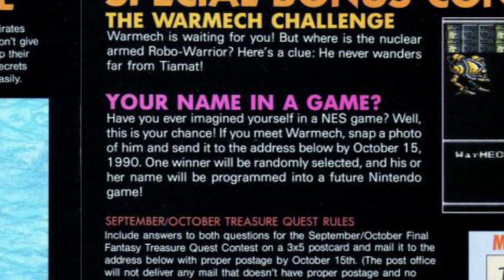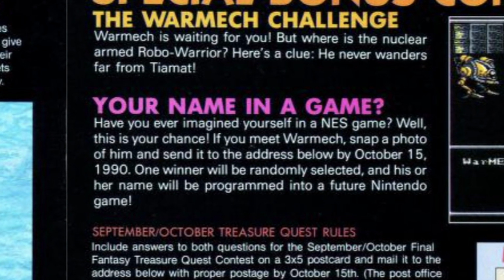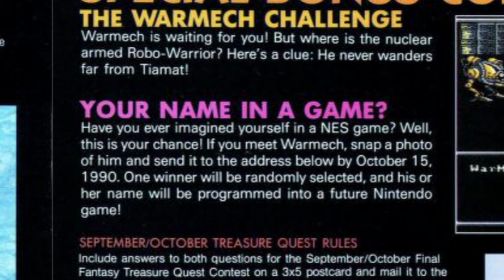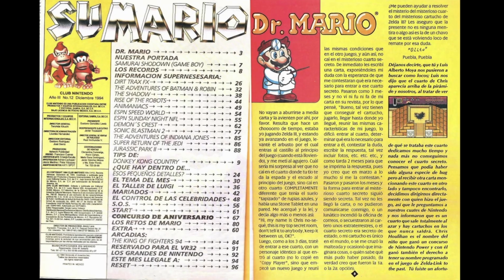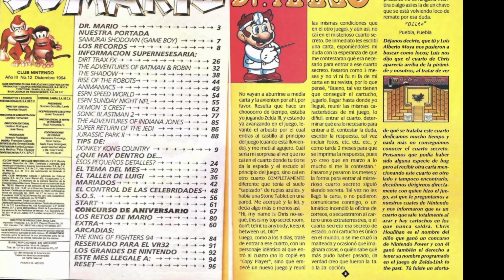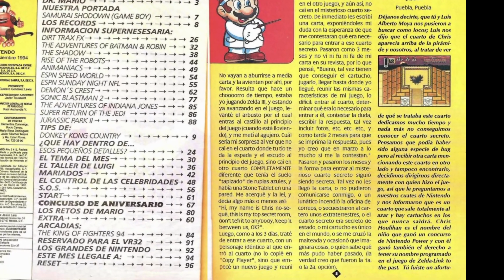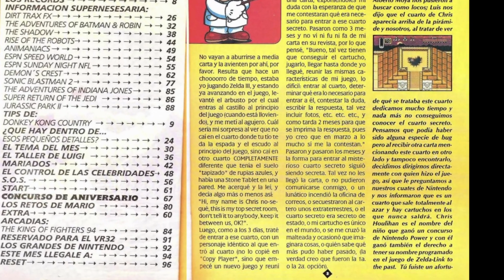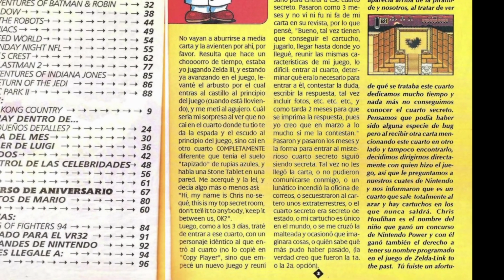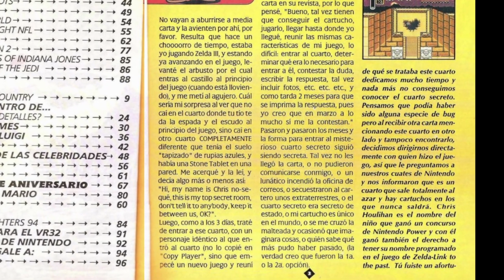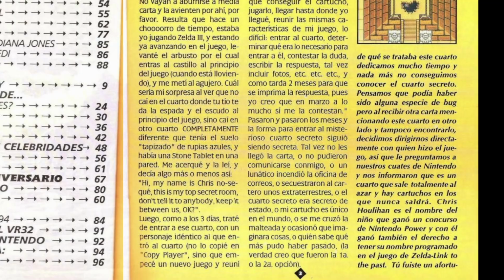So Chris Houlihan was first acknowledged as the winner in the December 1994 issue of Club Nintendo, the official Nintendo magazine for Latin America. But the interesting thing, this is 1994, that is 4 years after the competition actually happened, which is quite strange.